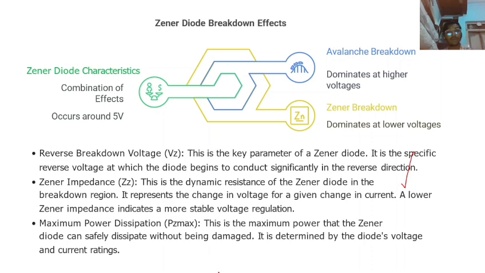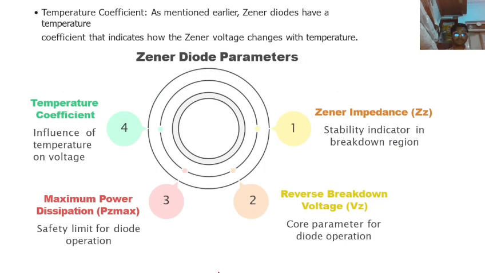This is the maximum power that the Zener diode can safely dissipate without any damage. It is determined by the diode voltage and current rating. Here, the Zener diode effect is very safe. On increasing the current, the Zener diode controls the current and voltage of the power and passes how much amount of power they want to the circuit.